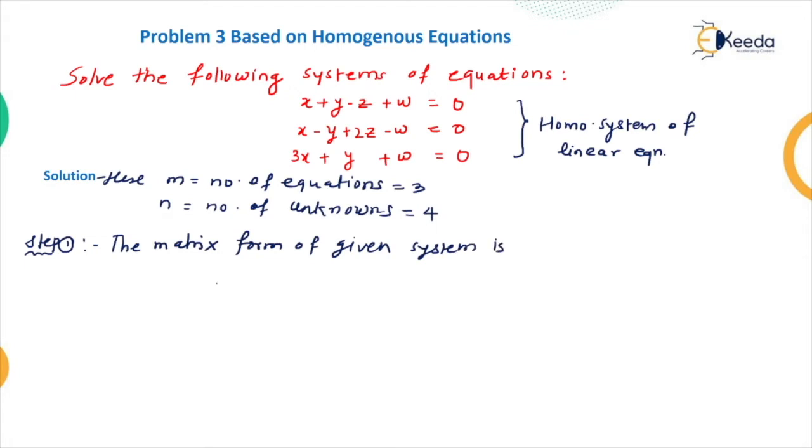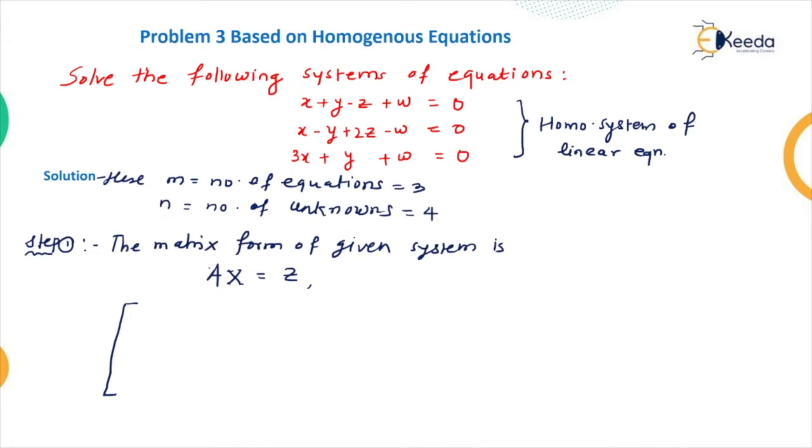The matrix form of the given system is nothing but AX equals Z. Here A is called the coefficient matrix, X is the unknown matrix, and Z is the null matrix. Now I am writing matrix A. This is a 3 by 4 matrix.